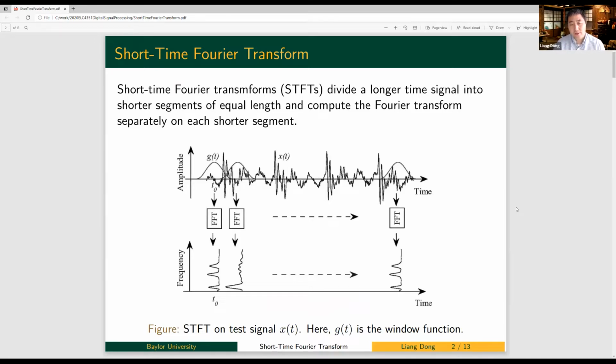The short-time Fourier transform, STFT, divides a longer time signal into shorter segments of equal length and computes the Fourier transform separately on each shorter segment. So what does that mean? Usually when we calculate the Fourier transform, we need to collect the entire stream of signal, and then we do it all together using a Fourier transform or any transformation, Z transform. So it has a delay. You have a delay while you collect all the signals. This is one problem, right?